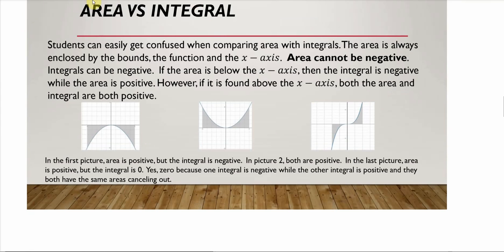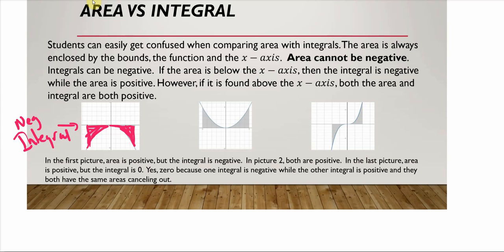So if you notice on this one here, I have this right here and this right here, and this is located where? It's located above the function but below the x-axis. So this here is going to have positive area. All of these three pictures are going to have positive area. However, this one, if I was to do the fundamental theorem of calculus, is going to give me a negative integral. A negative integral. All right?